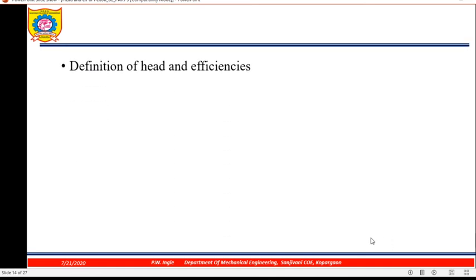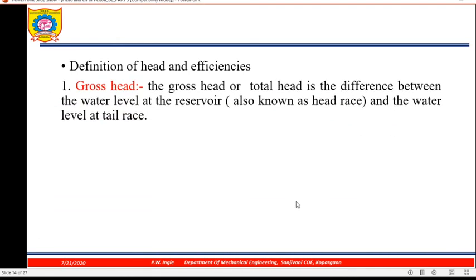Now we will define head and efficiencies. First of all, what is gross head? Gross head or total head is the difference between the water level at the reservoir, known as the head race, and the water level at the tail race. So it is the difference between head race and tail race.